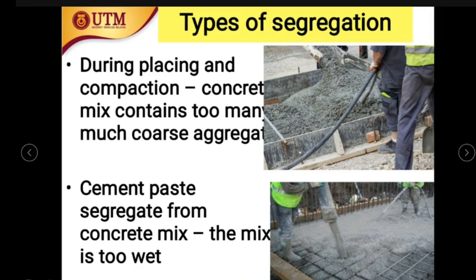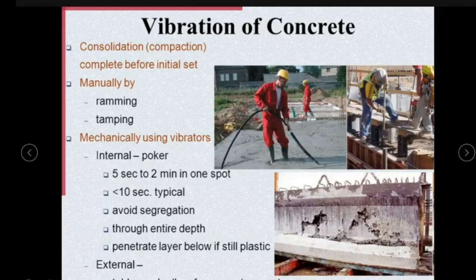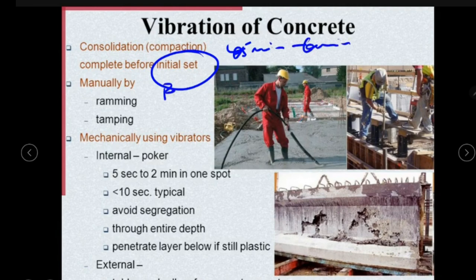Okay, so during placing and compaction, the concrete mix contains too many coarse aggregates. We have already discussed this. And then cement paste segregates from the concrete mix where the mix is too wet, and the water goes on top of the concrete. Then there is vibration of the concrete. We have to complete the compaction before the initial set. The initial set is 45 minutes to 60 minutes, and the final set is about 10 hours.